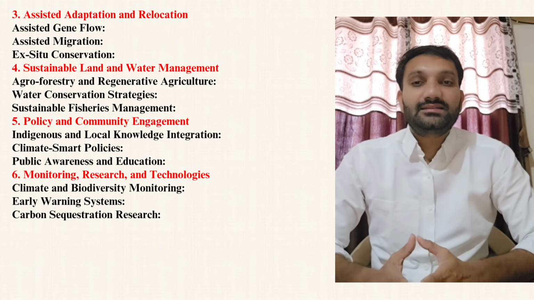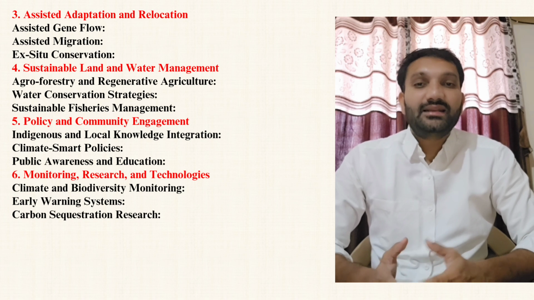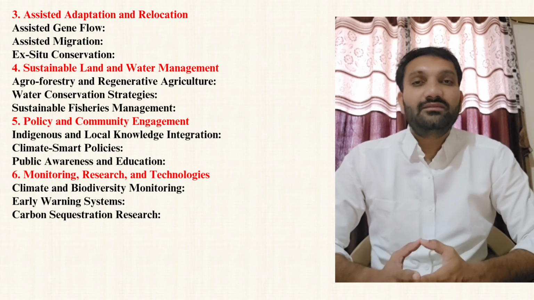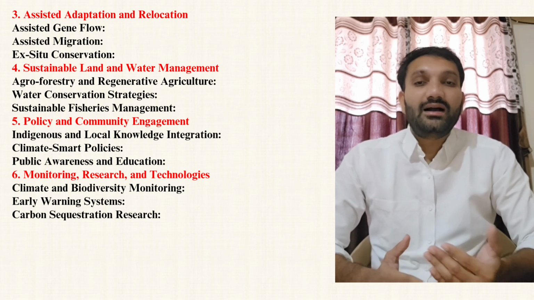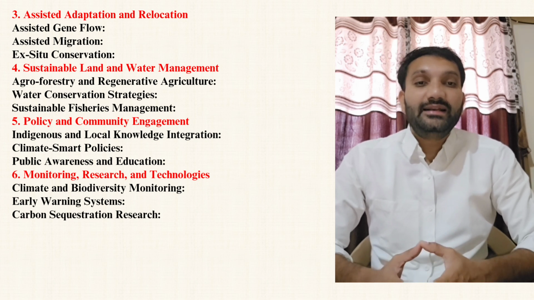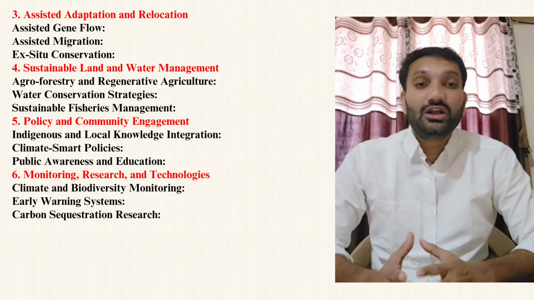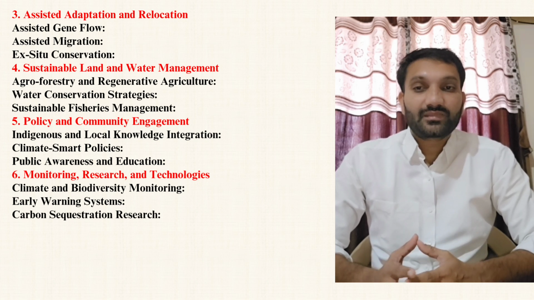So again, next, assisted adaptation and relocation. So assisted gene flow, enhancing genetic diversity by introducing heat or drought resistant variant species. So we need to enhance the genetic diversity by introducing heat or drought resistant variant species, so the effect of heat and drought should not be more impactful on that species. So this will help overcome climate change.